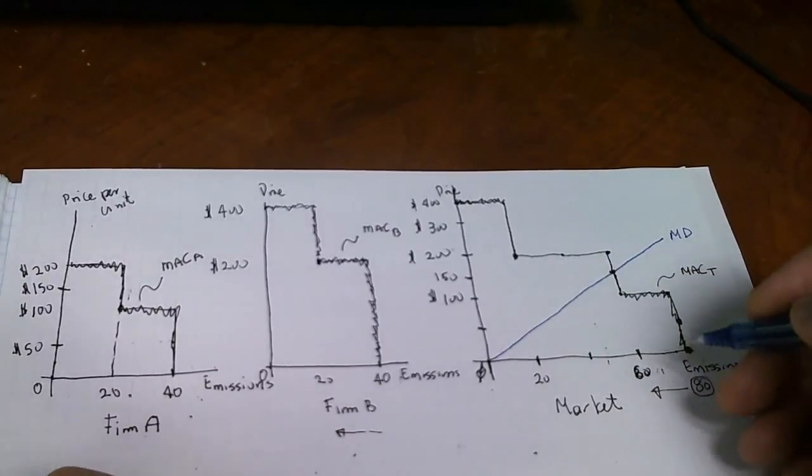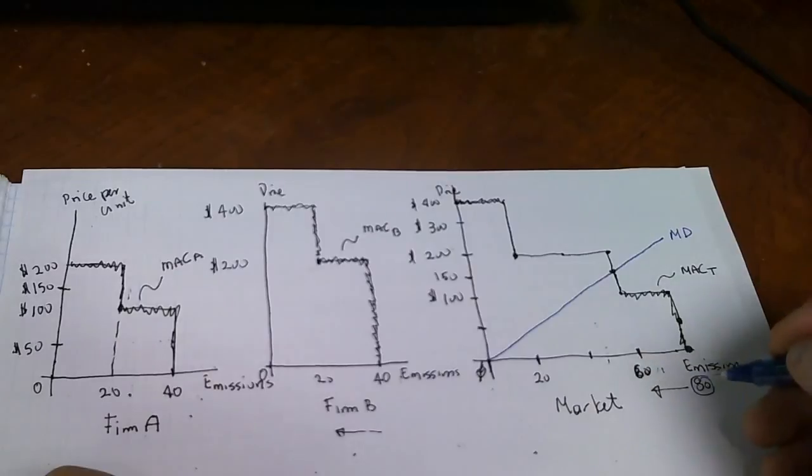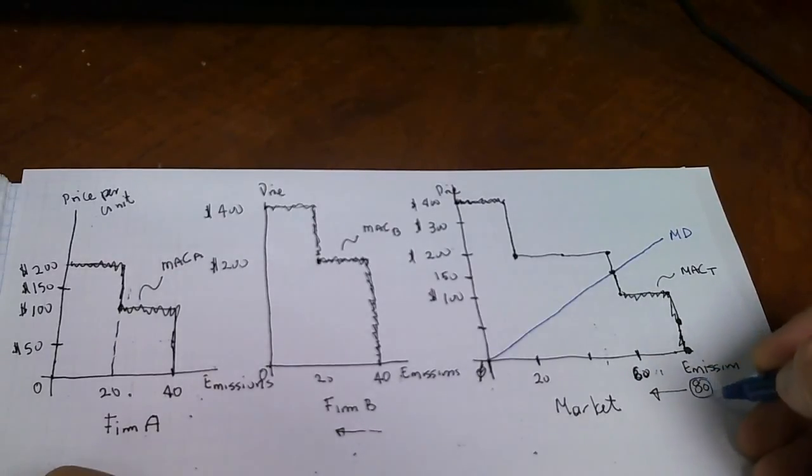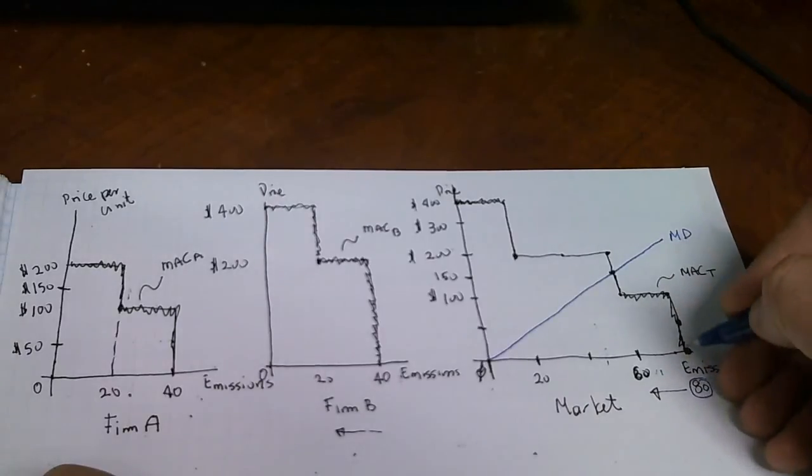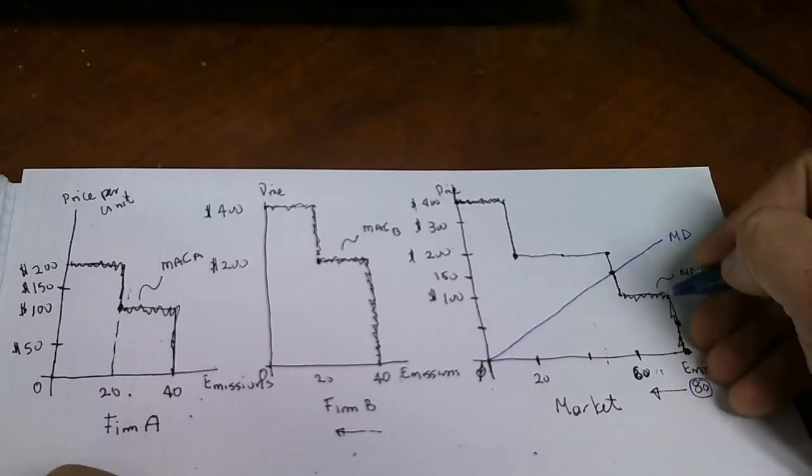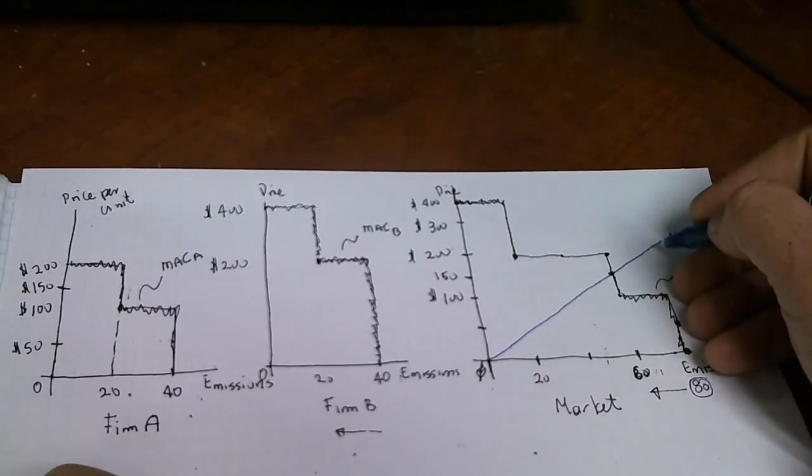Okay. So, if we are operating at 80 tons of emissions, completely unregulated, and we reduce emissions by 1 unit, we reduce the damages by about $200 per unit at this level, right?